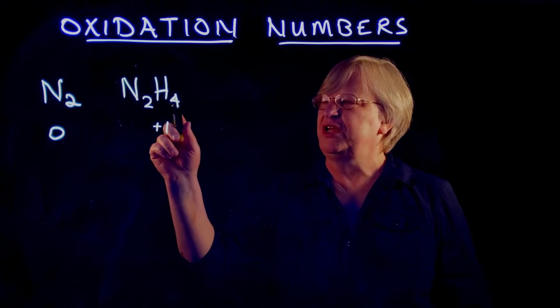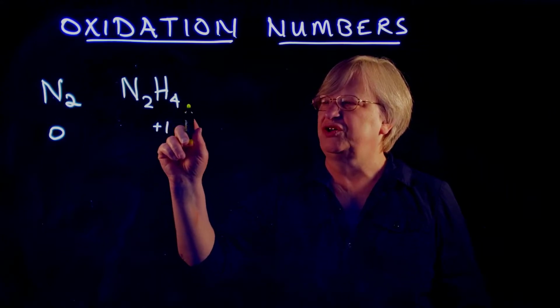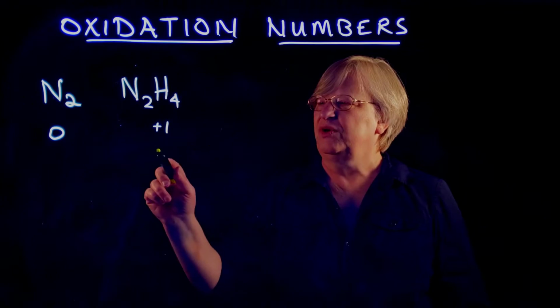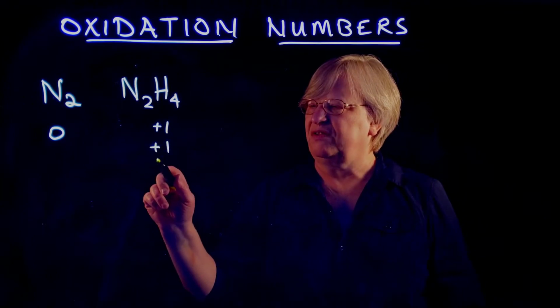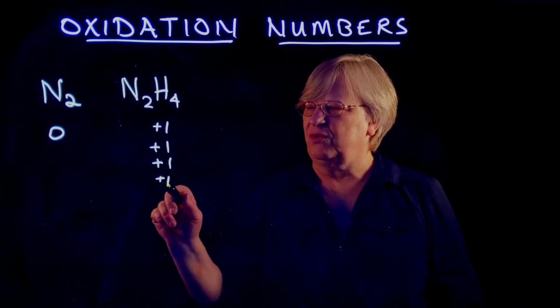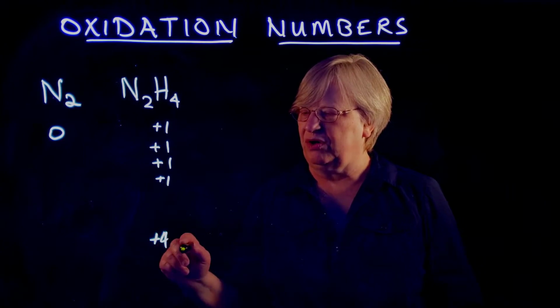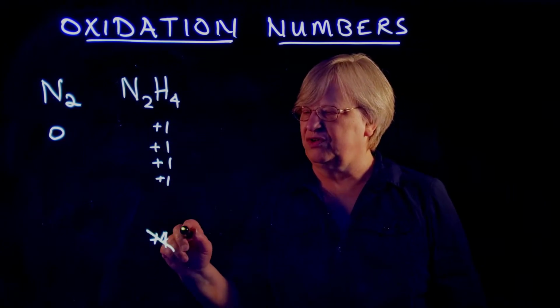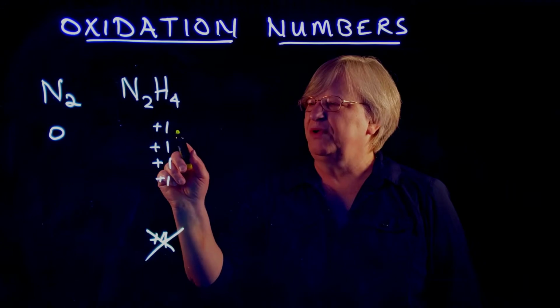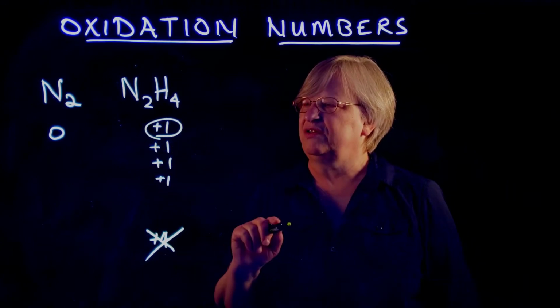So if we would pretend like there's 4 plus charges in here, we could even write them down as 4 pluses. What we don't want to do is write +4 because that would be wrong. None of the hydrogens have a +4, so we don't do that. We just write +1. That's what hydrogen has.